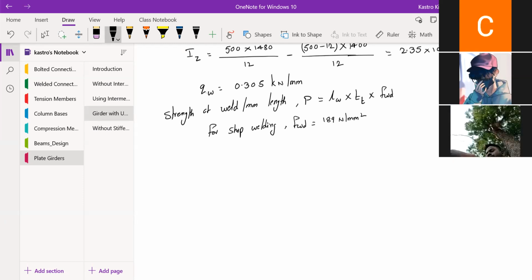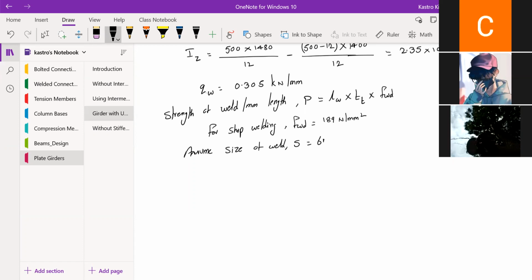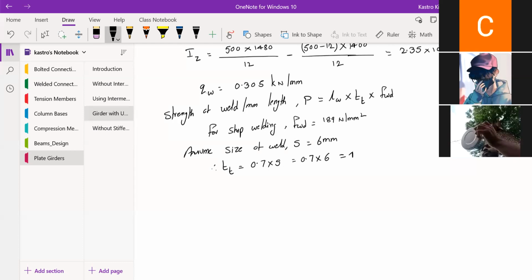And here the weld size, assume size of weld, that is S equals to 6 mm. You're just assuming this value. Usually it is provided greater than 5. So I'm just taking it as 6 mm. So therefore, throat thickness equals to 0.7 times the size of the weld. So that will be 0.7 times of 6, which will give you 4.2 mm. So from this, you can find out the value of P.